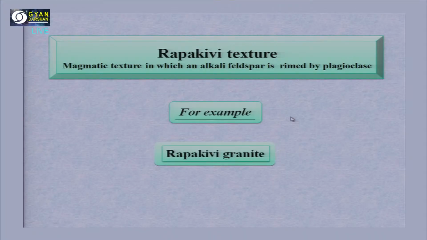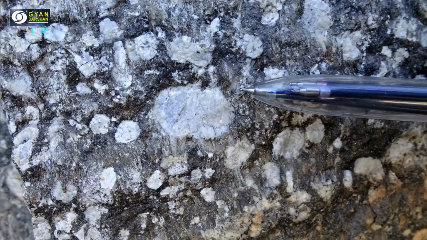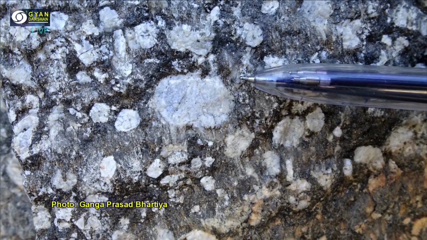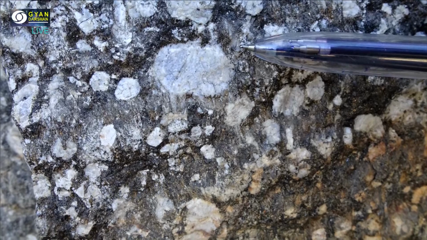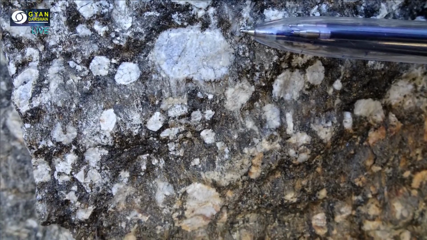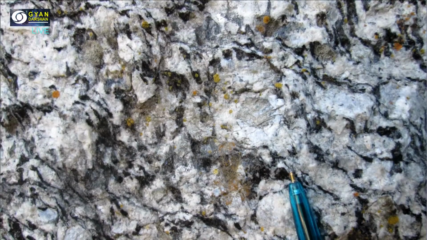Hello learners, in this program I will discuss the Rapakivi texture. It is a magmatic texture in which alkali feldspar is rimmed by plagioclase. Remember, alkali feldspar is rimmed by plagioclase, which is calcic plagioclase. An example is Rapakivi granite. Rapakivi texture is found in granite, therefore we call it Rapakivi granite. We use Rapakivi texture as a prefix to define a rock.